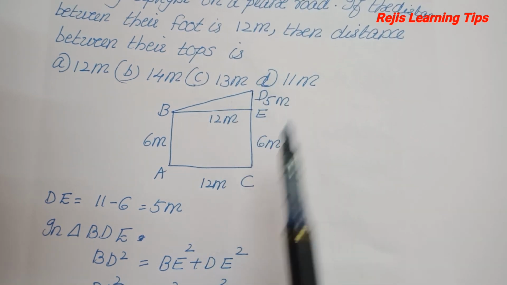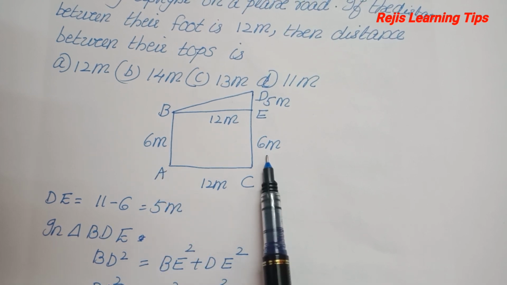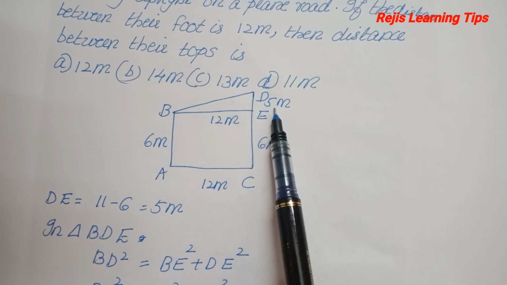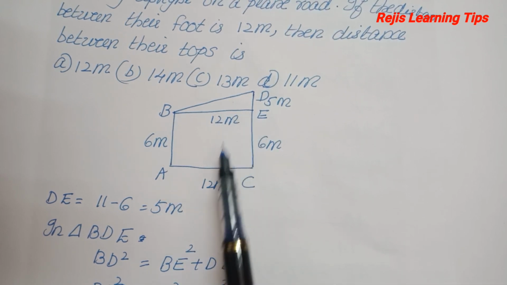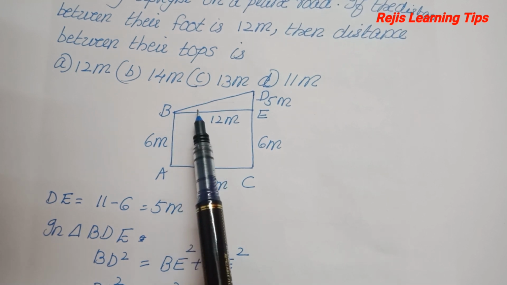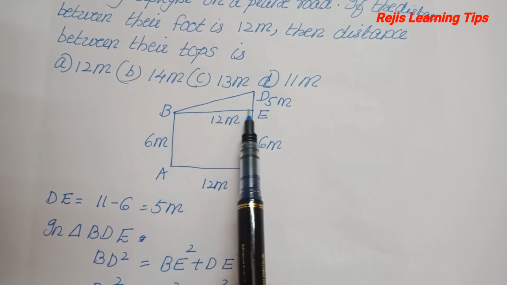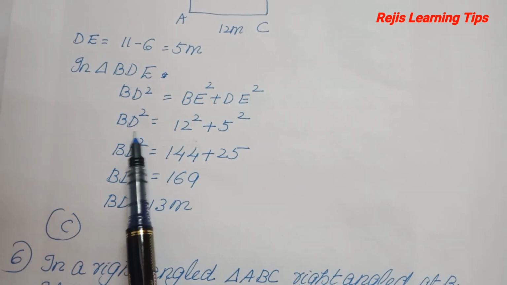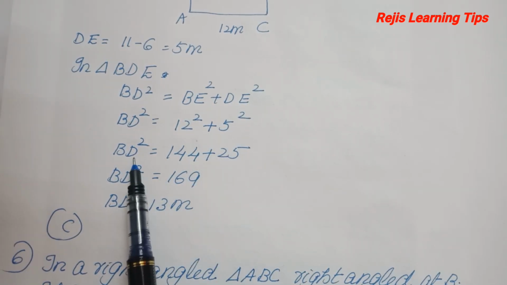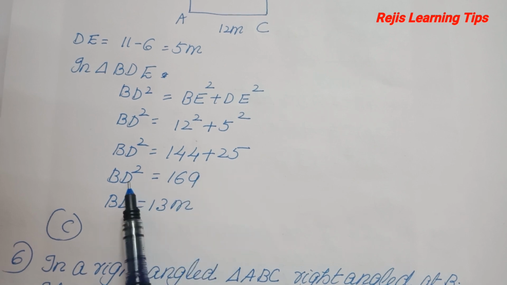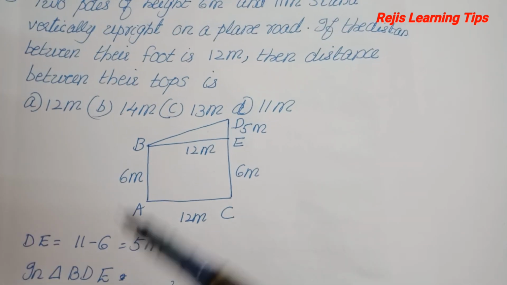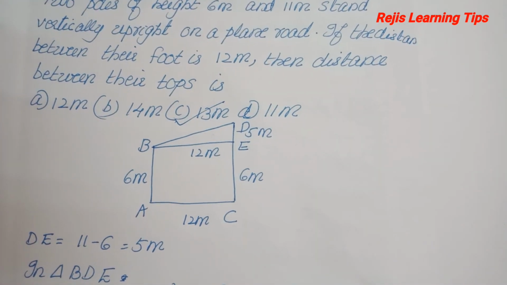This is 6 meter, so CE is also 6 meter, and this is total 11 meter, so DE is equal to 5 meter. BE is equal to 12 meter. Then in right triangle BDE, BD square is equal to BE square plus DE square. Therefore, BD square is equal to 12 square plus 5 square, so BD square is equal to 144 plus 25, so BD square is equal to 169. So BD is equal to 13 meter. So our option C, 13 meter.